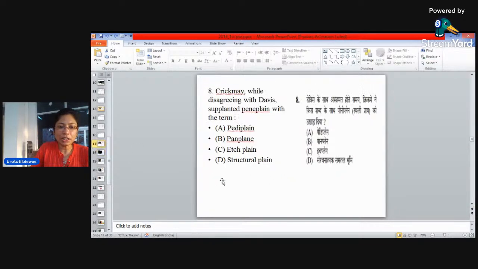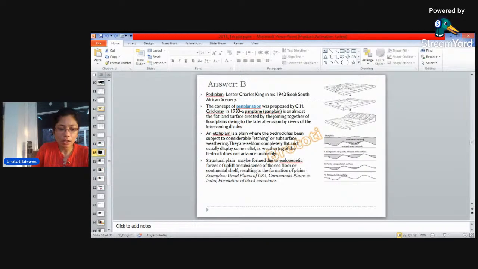So the correct answer is B, that is panplane. Now, why B and why not the others? So let us see about this again. So the correct answer is panplane. So I hope, again, I can be confirmed whether everything is all right or not. Okay. So let us see why panplane and why not the others.